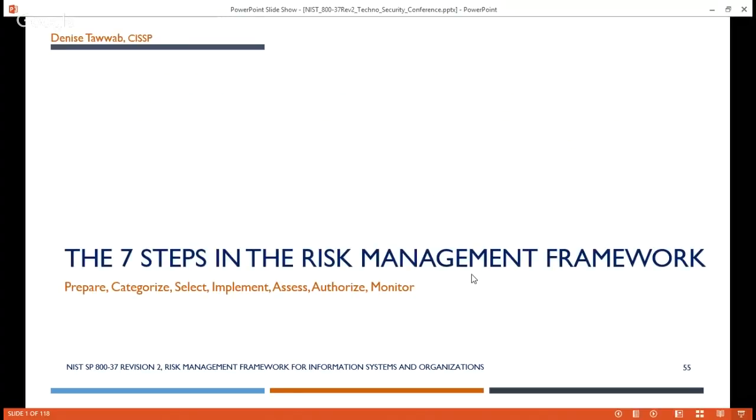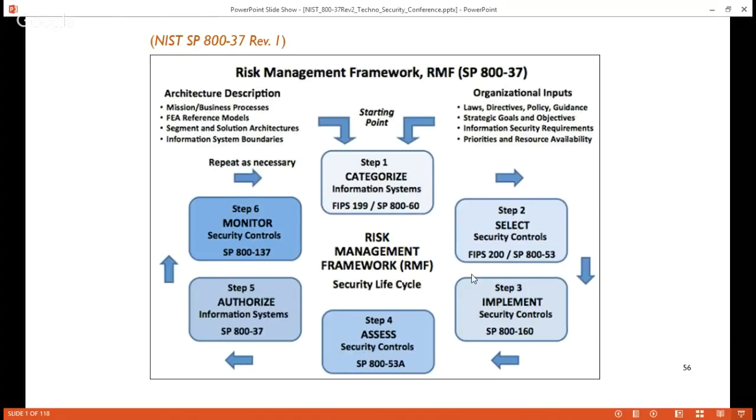All right, now we're going to get into the weeds, the 7 steps in the risk management framework, and we're about halfway through. All right, the steps in the risk management framework, and this is what it looks like in Rev 1. In revision 1 of this publication, you started with categorize, select, implement, assess, authorize, and monitor. Those were the 6 steps.